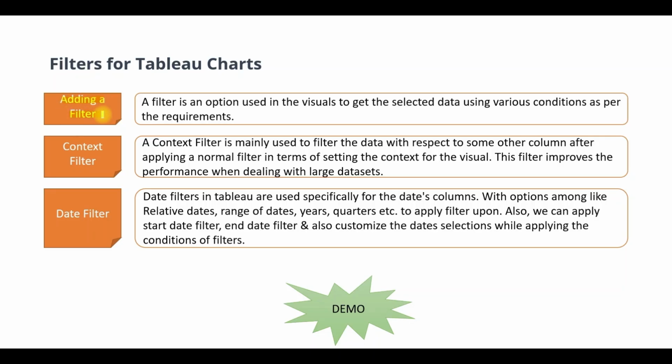We can add a normal filter, we can add a context filter, we can also add a date filter. Now, let's see them one by one. When we refer to adding a filter, we say that a filter is an option which is used in the visuals to get the selected data. The selected data means what the user wants to focus more on in the created report or dashboard. This can be done using various conditions as per the requirements. Now let's see how we add a filter in Tableau.